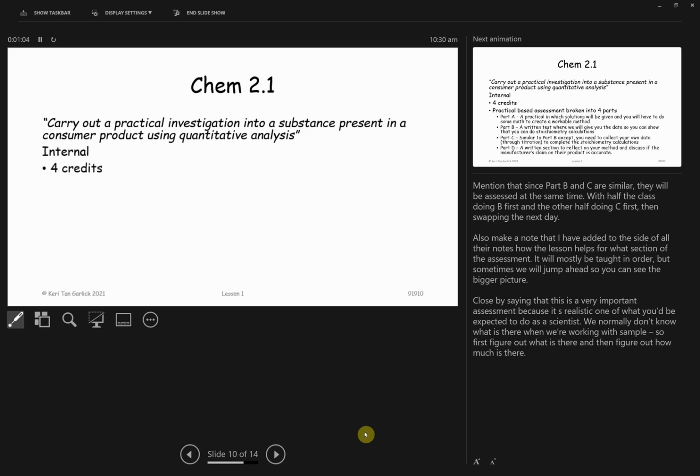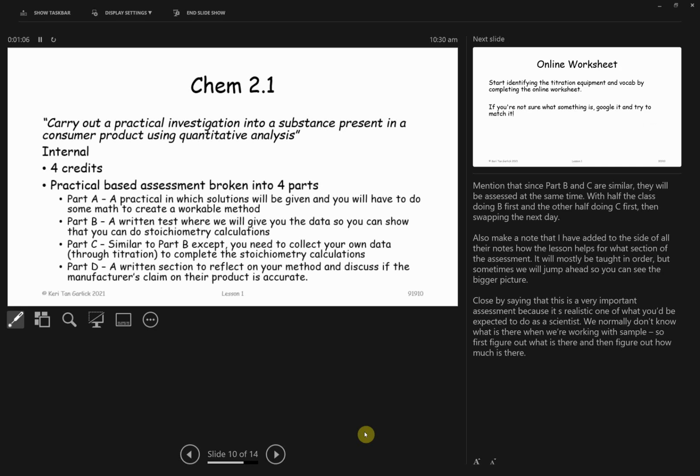It is an internal worth 4 credits, and it's broken down into 4 different parts: part A, B, C, and D. You need to pass each part to pass the internal, and the part that is the lowest is going to be your overall grade. So it's a lot less forgiving than the ion identification one. Are you okay so far?